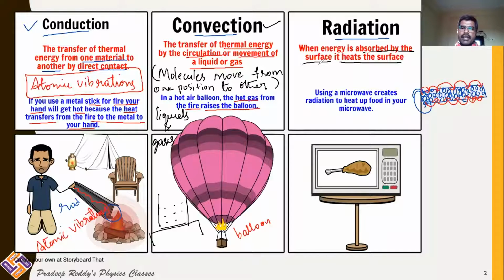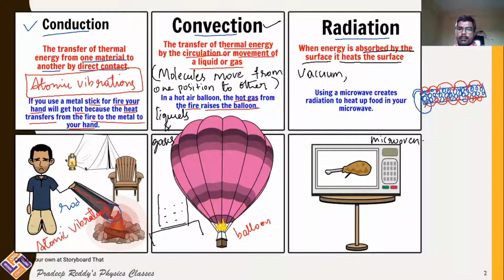In the process of radiation, heat transfer can take place in a vacuum. Example: heat received by the earth from the sun. In between the sun and earth there is empty space, there is vacuum, but even then radiation is received by the earth's surface. Likewise, in the microwave oven.